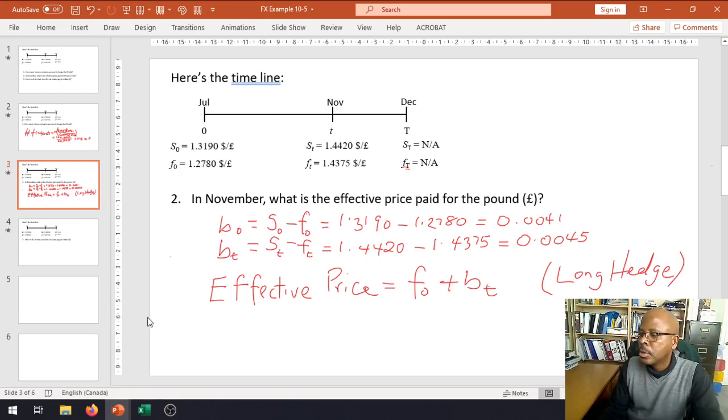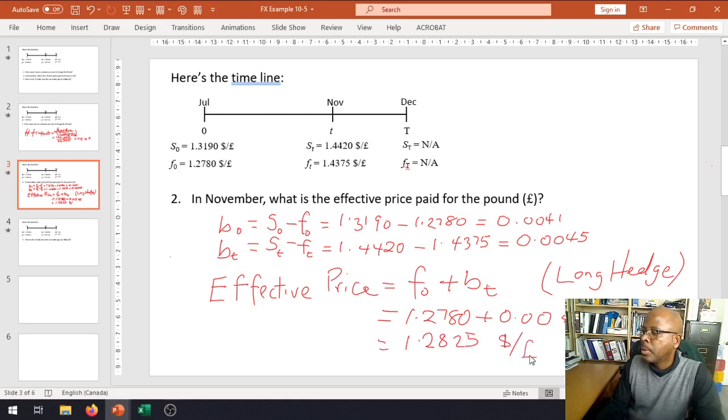So with this, our effective price is equal to the initial futures price, which is 1.2780, plus our basis in November, which we just calculated to be 0.0045, and this is equal to 1.2825. So that's our effective price for the pound, and that's dollars per pound sterling.